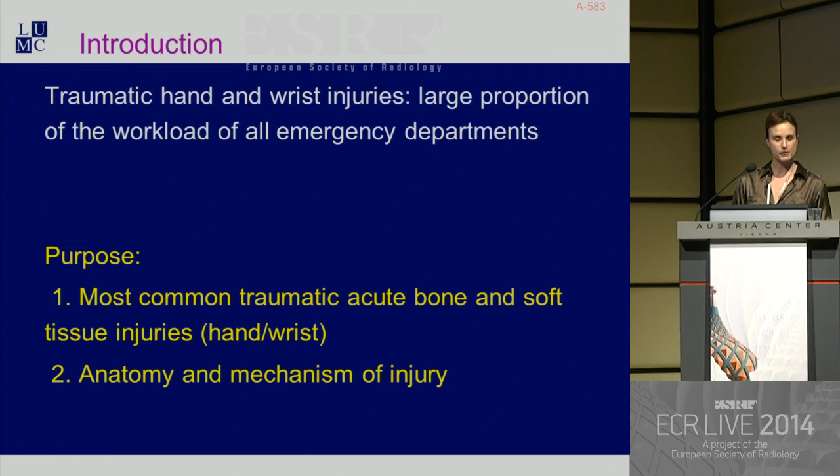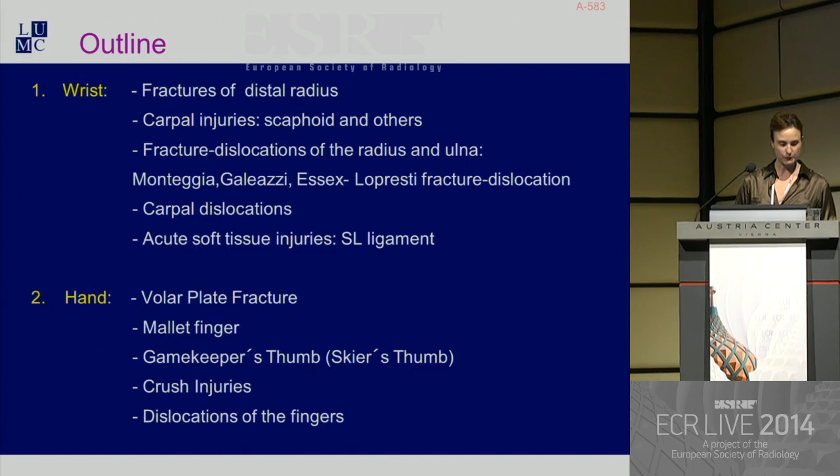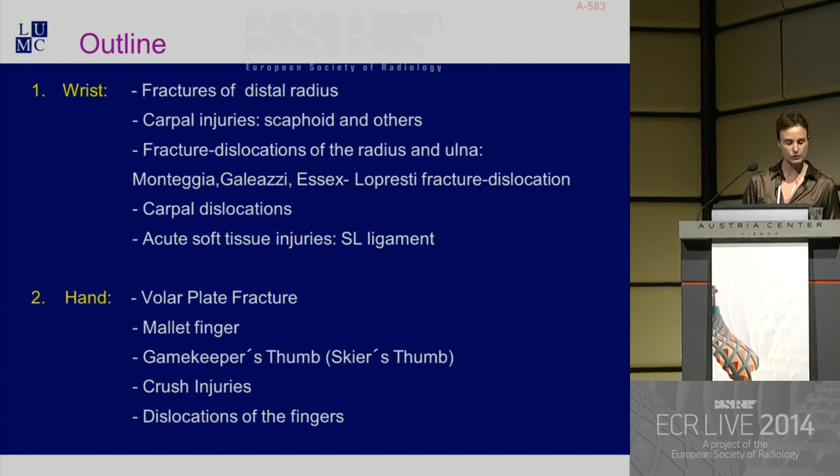And I will pay special attention to the anatomy and to the mechanism of injury, since this is very important to recognize patterns of injury on imaging. So this is the outline. First, I will go to the wrist and I will describe the most common fractures of the distal radius, also carpal injuries, especially fractures of the scaphoid, carpal dislocations, also fractures and dislocation of the radius and the ulna, and also the acute soft tissue injuries, especially lesions of the scapholunate ligament.